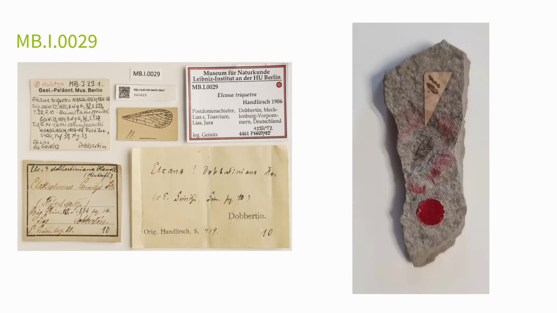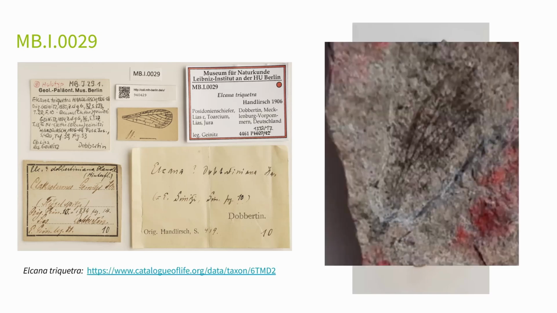So to wrap this up, I've showed this slide a couple of times for the object with the catalog number MBI0029. And this talk has been about the rather dry business of technical information extraction. And all of this comes to life when you actually look at the objects and work with the data. So what is MBI0029? It's this.